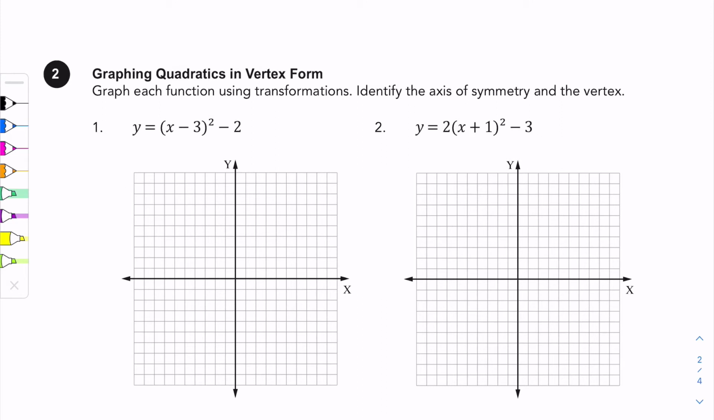Okay, for the first set of examples, we're graphing the quadratics in vertex form. We're going to start by graphing our parent function. Our parent function never changes. Negative 2, 4, negative 1, 1, 0, 0, 1, 1, 2, 4.